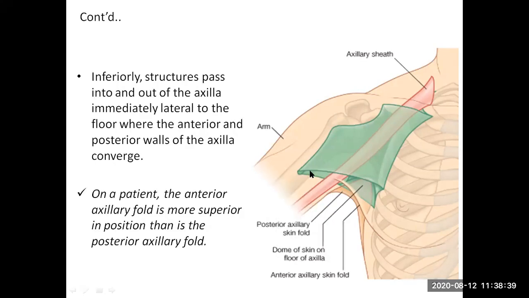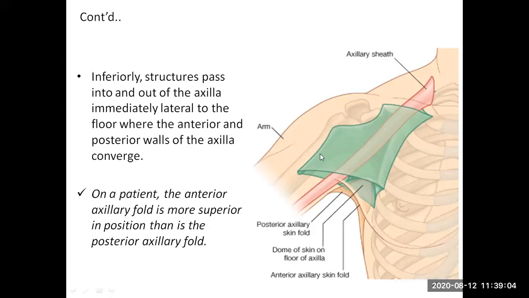Here, inferiorly, the structures pass into and out of the axilla, immediately lateral to the floor, not towards the center, but towards the lateral aspect of the floor, where the anterior and posterior walls of the axilla converge.